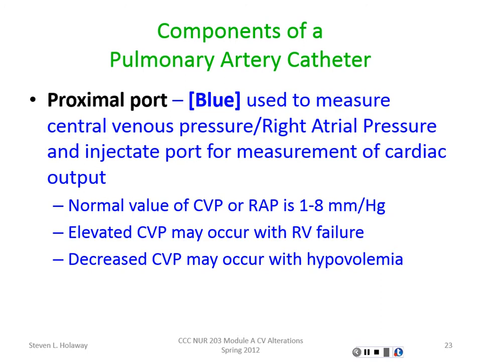The blue port, again, we talked about measures right atrial pressure, or CVP, okay? Normal value of CVP is 1 to 8 millimeters of mercury, okay? CVP 1 to 8. You do need to know your ranges. An elevated CVP can occur with right ventricular heart failure. You can see a decrease in the CVP with hypovolemia. Those are some of the major things. There's some valve type changes that will cause these to go up. But really right now what I want you to understand is CVP typically means right failure, and a low CVP means hypovolemia. Are we okay with that?